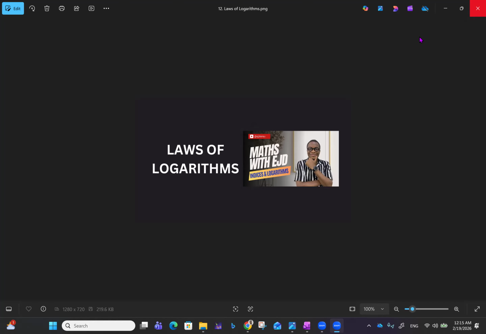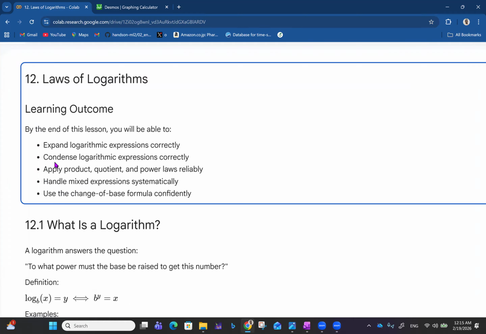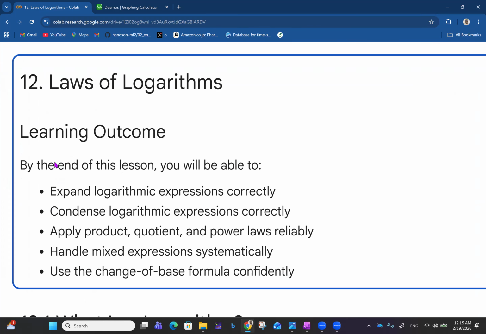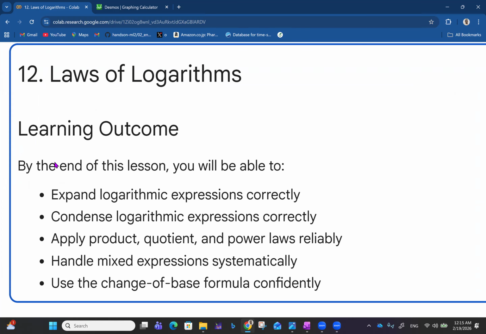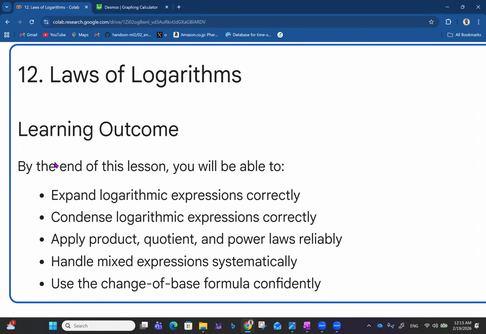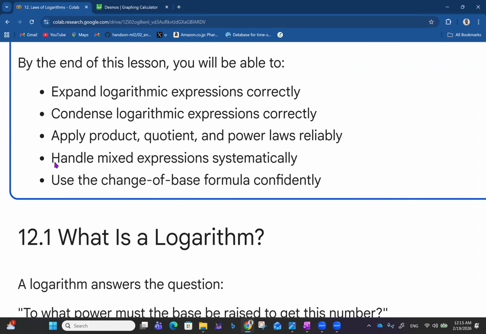So we move on to the laws of logarithm, having considered the meaning of logarithms in the last video. So the laws of logarithm. Our expectation here will be that by the end of this lesson, we'll be able to expand logarithmic expressions correctly, condense logarithmic expressions correctly, apply product, quotient, and power laws reliably, and handle mixed expressions systematically. And we use the change of base formula confidently.